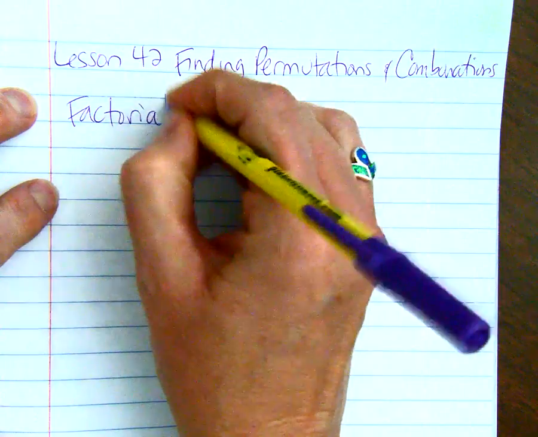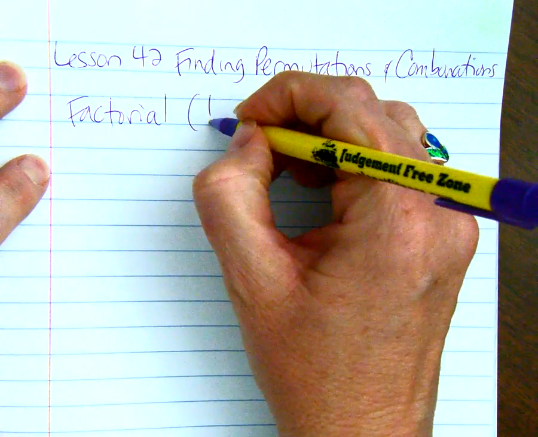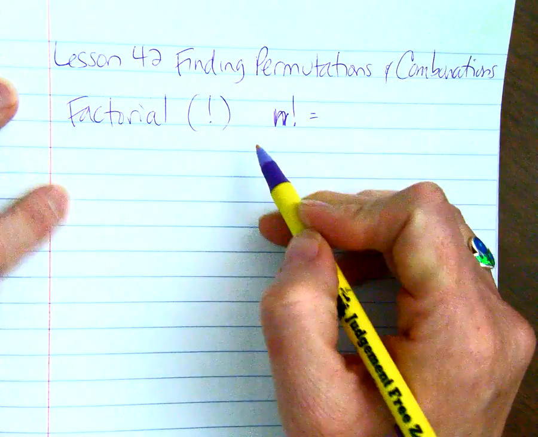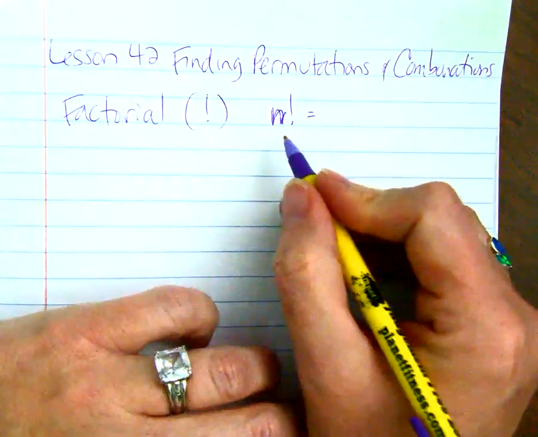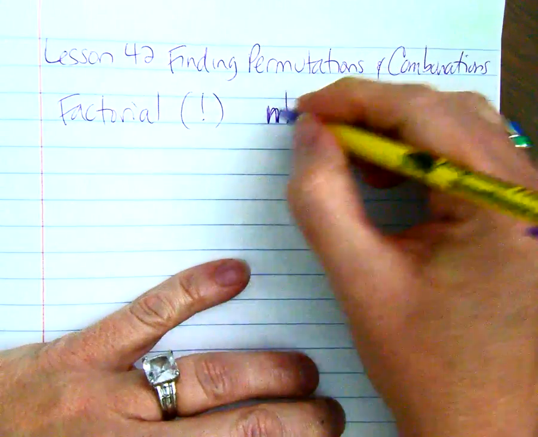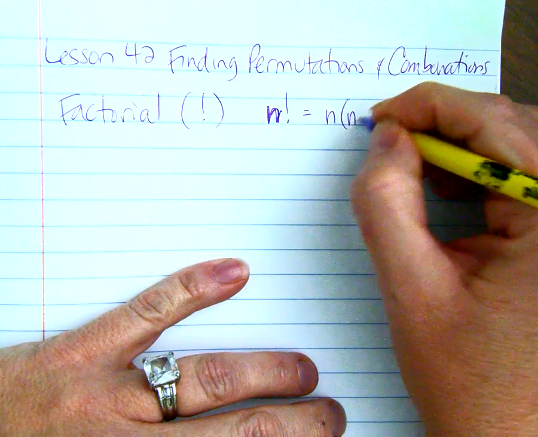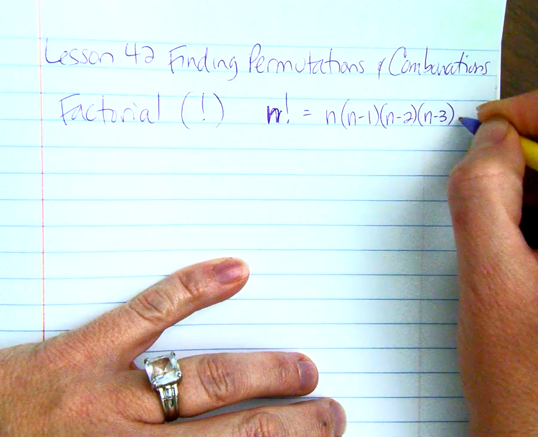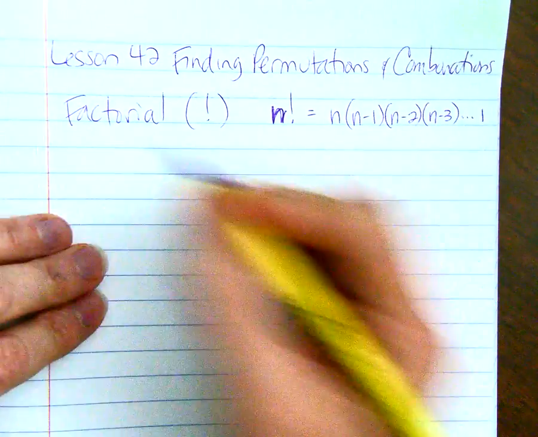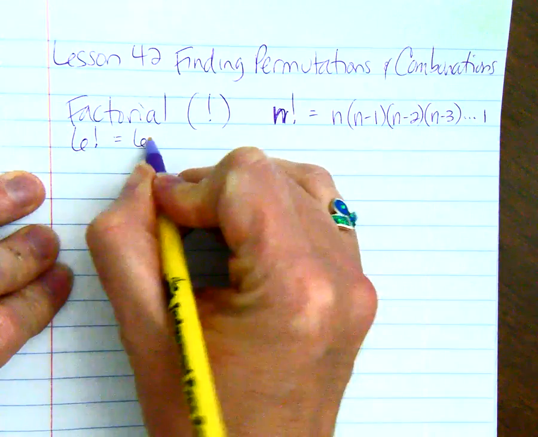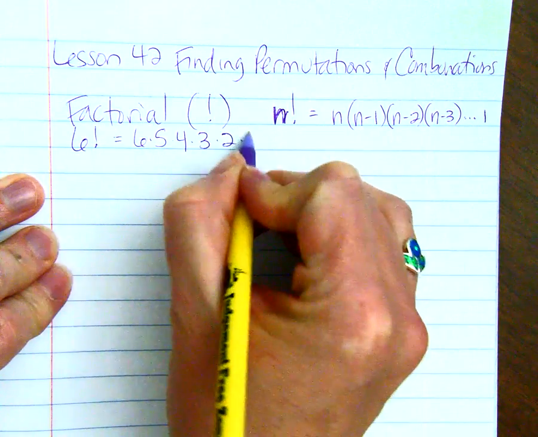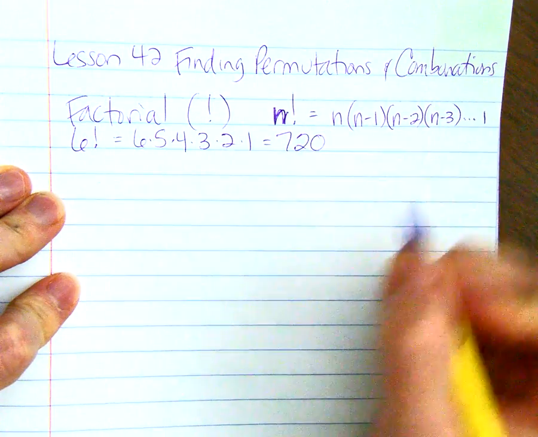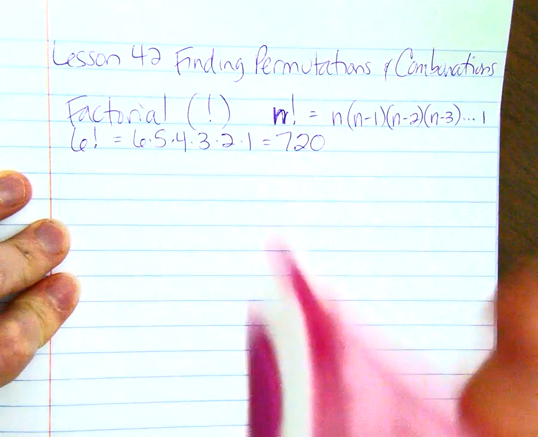If you remember, factorial is just a number that has an exclamation point by it. So n factorial doesn't mean that n is super excited. It's actually a multiplication term where you take n times the number right before it, times the number before that, all the way down to 1. So for example, 6 factorial is the same as 6 times 5 times 4 times 3 times 2 times 1, which is 720.